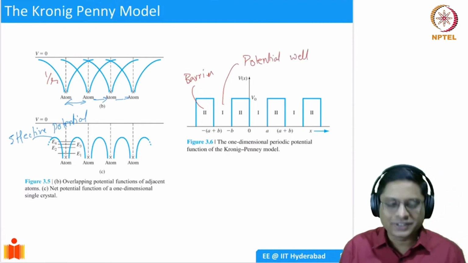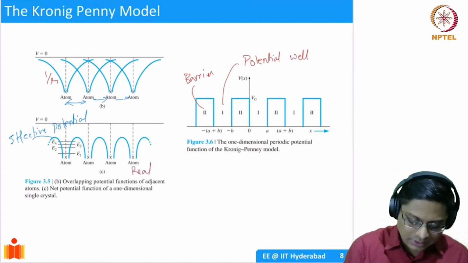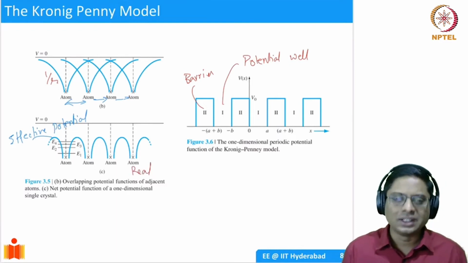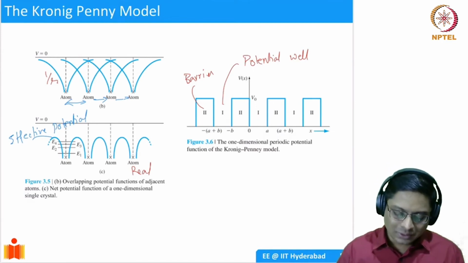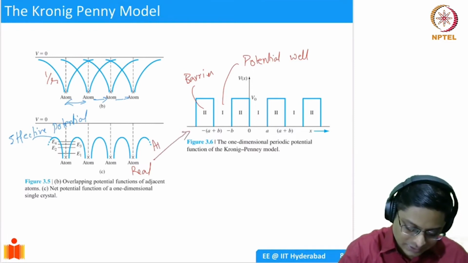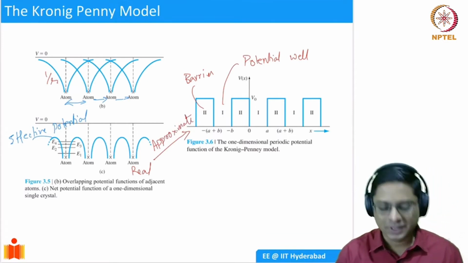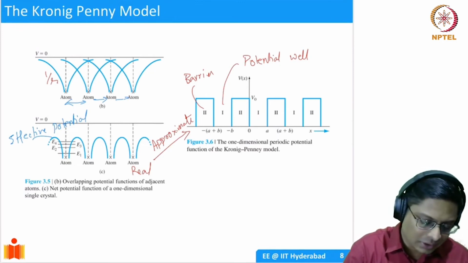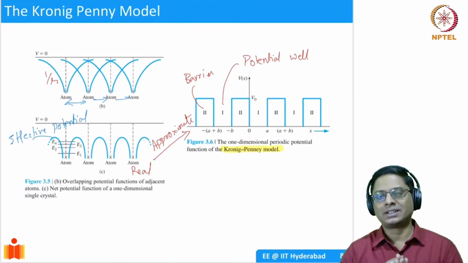Okay, so what we are saying is, of course, this is the real situation, how the potential will look. But if you want to solve this, it's going to be very, very tedious, and you have to do it using a computer. You can't do it manually. So we approximate this real potential using a series of barriers and wells, and this we call the Kronig-Penney model. Okay, so you see the beauty.